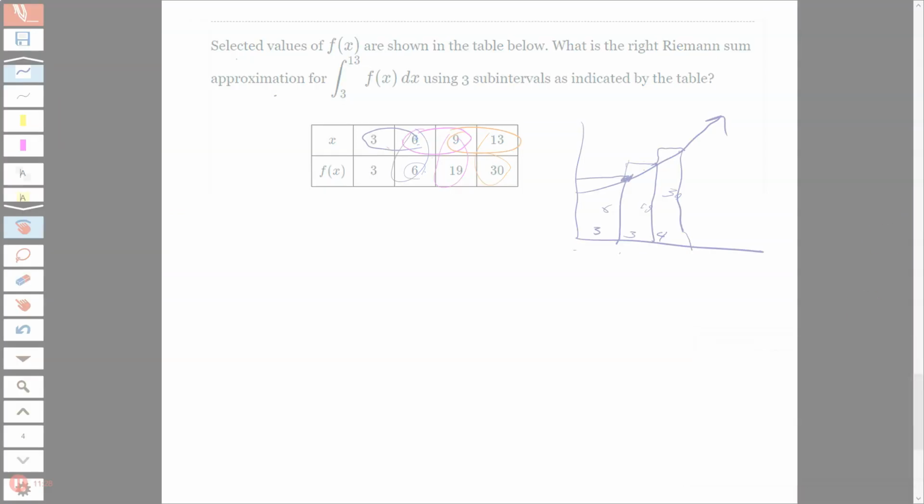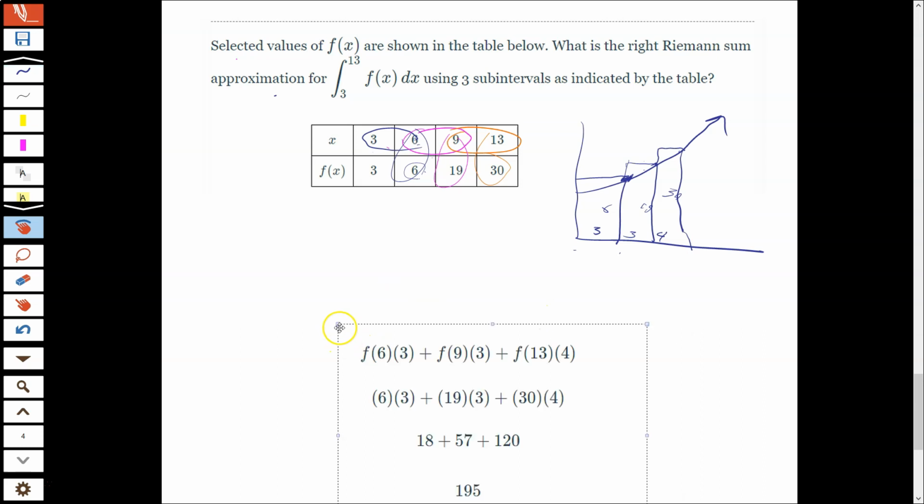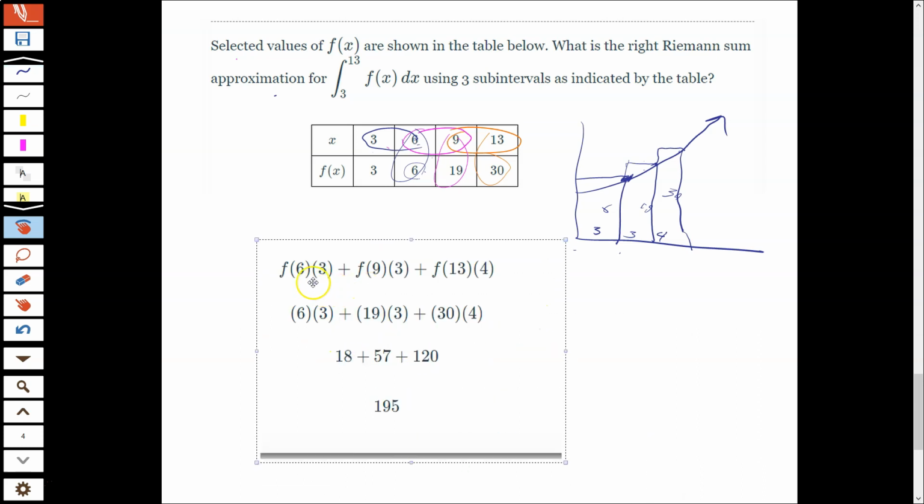You can probably predict at this point what it's going to look like. So f of 6 times 3, f of 9 times 3, so exactly what we expect, right? That would be like the purple highlight, and then f of 13 times 4, that would be the orange highlight here. And again, those numbers that they got, each of those is a change in x for each interval. Then you just make your substitutions and solve.